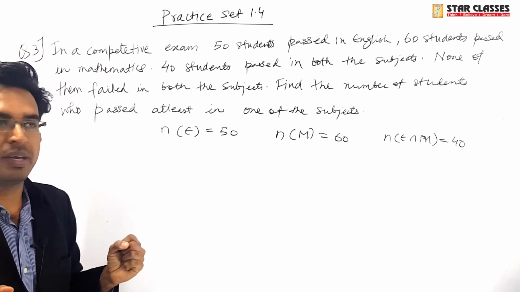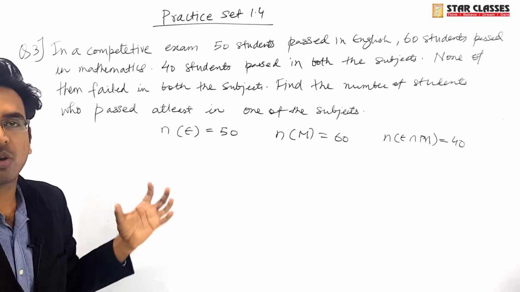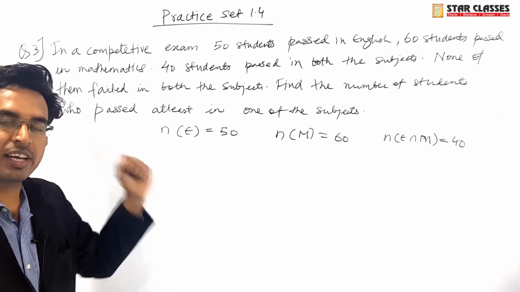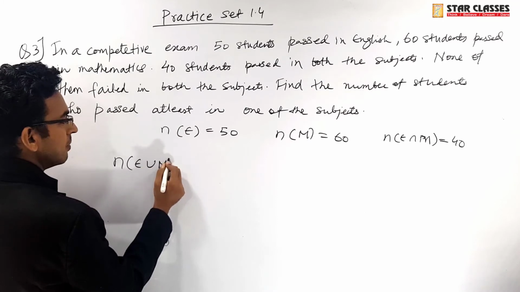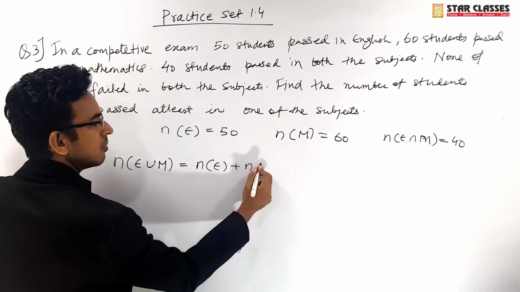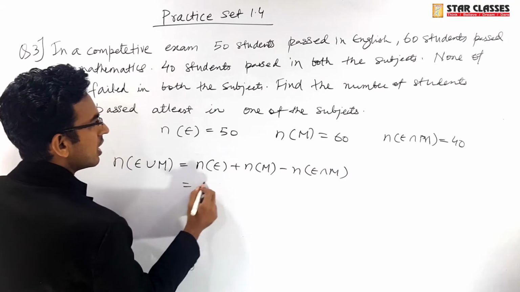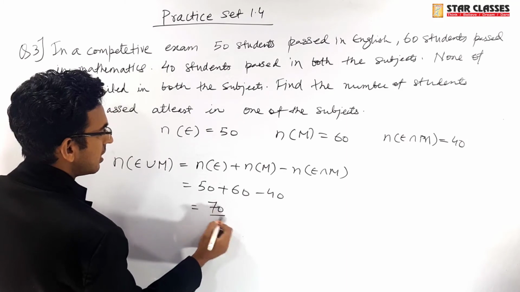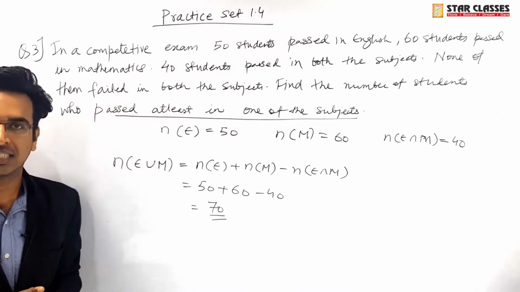That means union will be the sum of these two minus intersection, as our formula says. Because it is basically students who passed only in maths, students who passed only in English, or both. Okay, so your formula is n of E union M, that is English and maths. At least one of the subjects is number of students of English plus number of students of maths minus number of English intersection maths. That is 50 plus 60 minus 40. That is 70. So you can say that 70 students passed at least in one of the subjects.